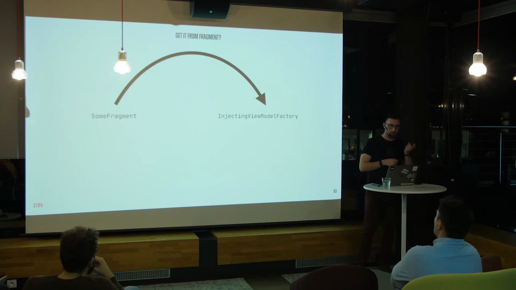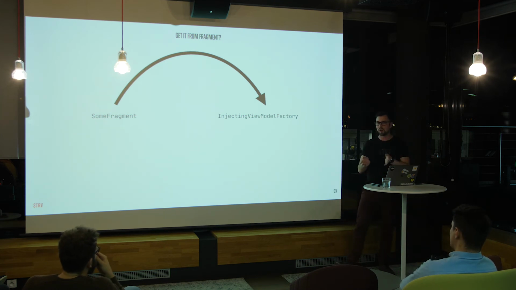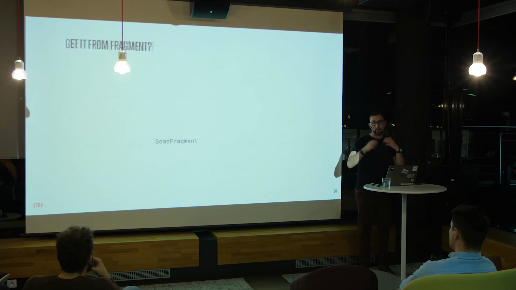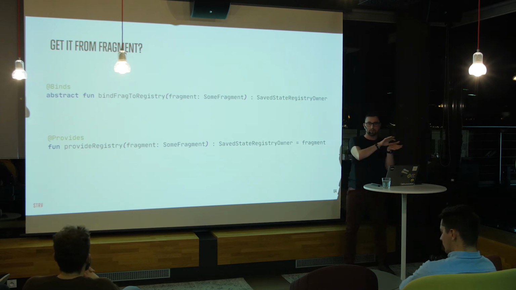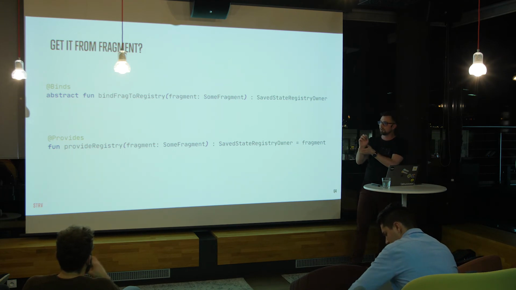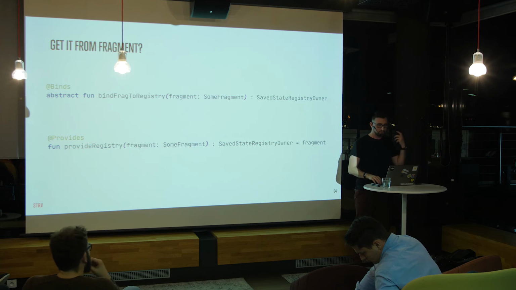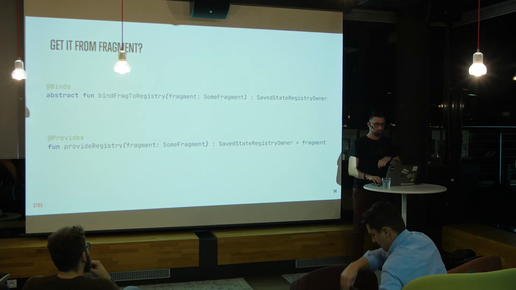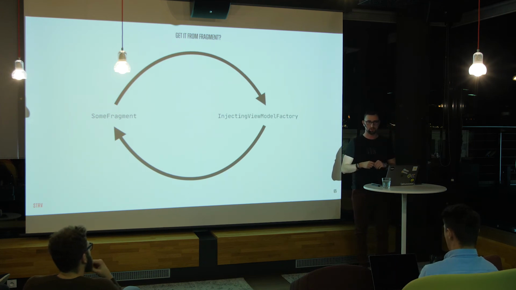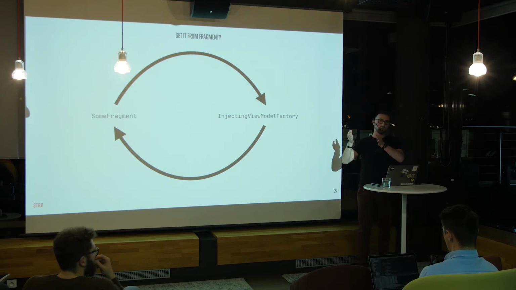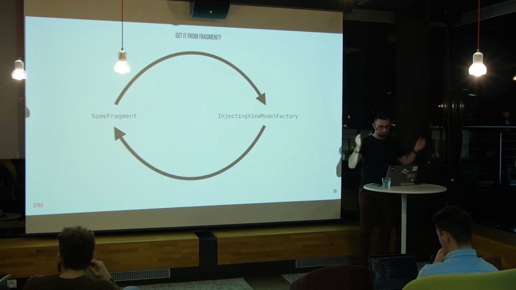Some of you maybe would say, okay, I could somehow get it from the fragment, right? You get it from the fragment to the factory you create ViewModels with. Maybe some of you even tried. You would bind something from the fragment to the SavedStateRegistryOwner, or even try to provide it. But even if this worked, if you try to have it with the injecting constructor, then you get a circular dependency issue, because your injecting ViewModel factory would need something from the fragment, and that fragment actually needs something from the factory, so you could stay there infinitely, and Dagger thankfully stops it.